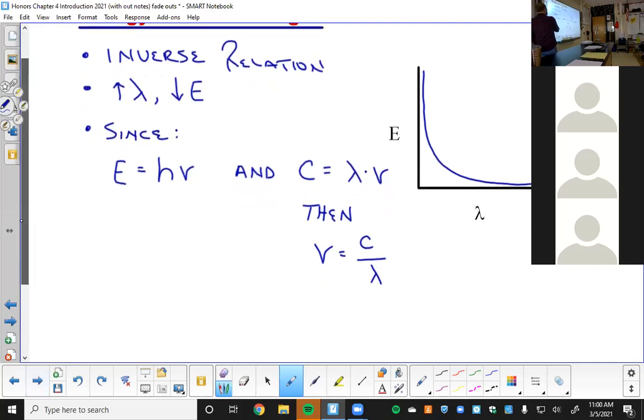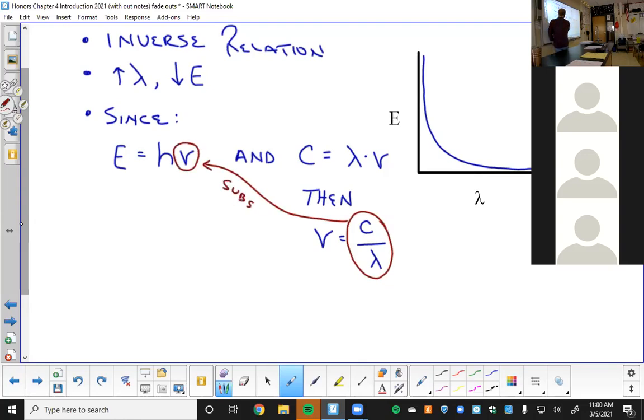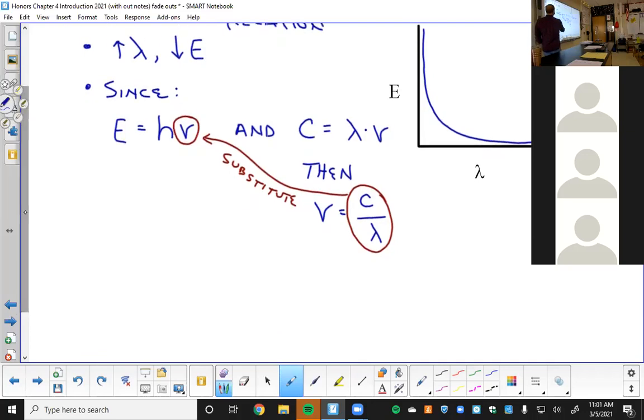And by doing that, I can take this, substitute it into here, and give us the third equation that relates energy and wavelength. And we've got two constants, but a constant times a constant makes another constant, I guess.